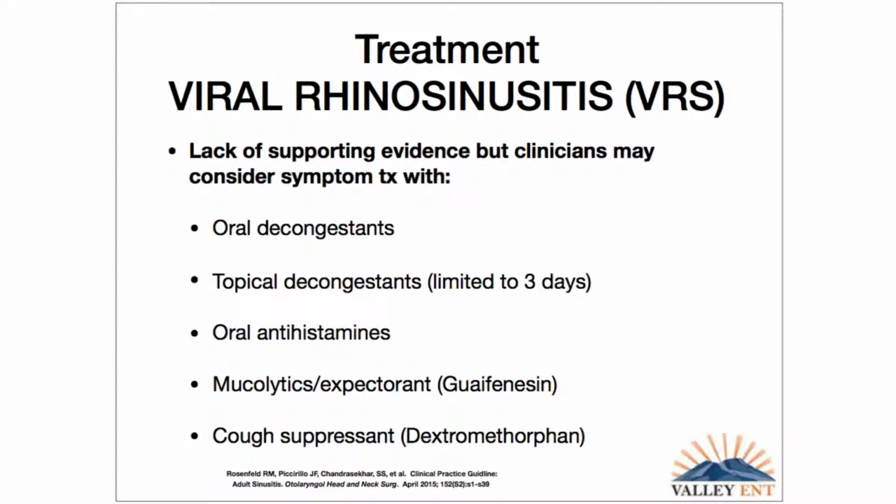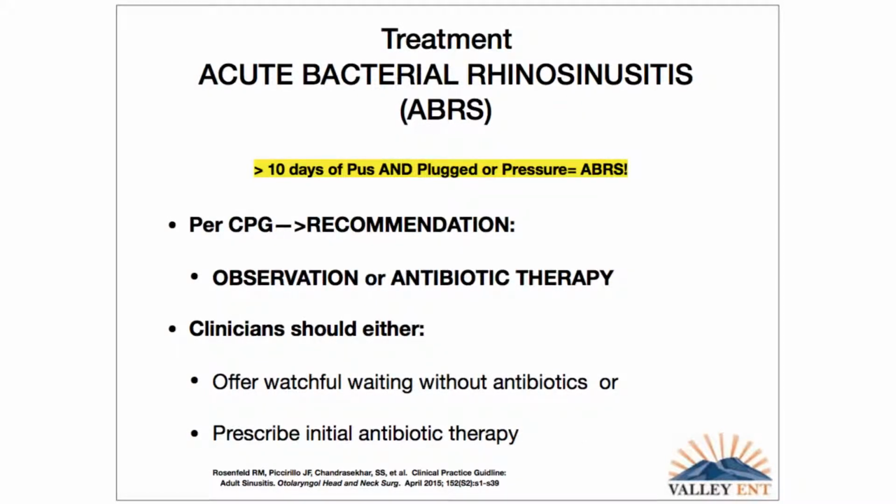Now, that was viral rhinosinusitis. What about acute bacterial rhinosinusitis? So let's say the patient has a symptom duration now of 10 days. You're making that diagnosis of acute bacterial rhinosinusitis, and what do you do with that patient? Well, you can offer them, according to our clinical practice guidelines, observation or antibiotic therapy.